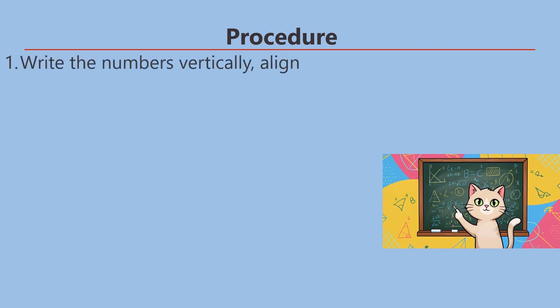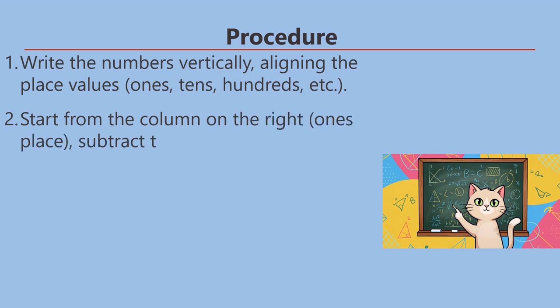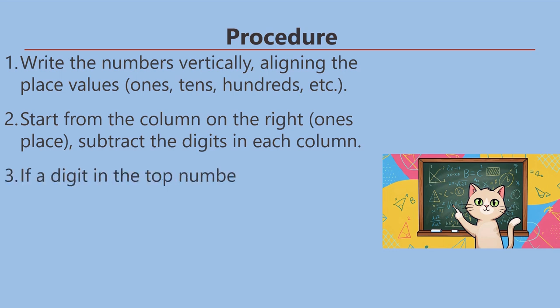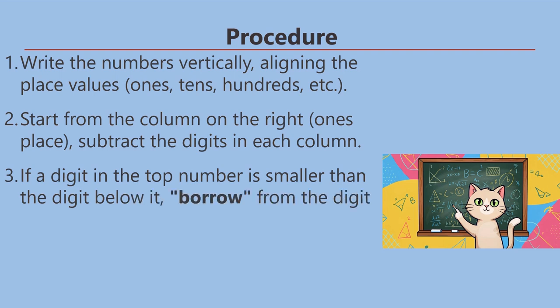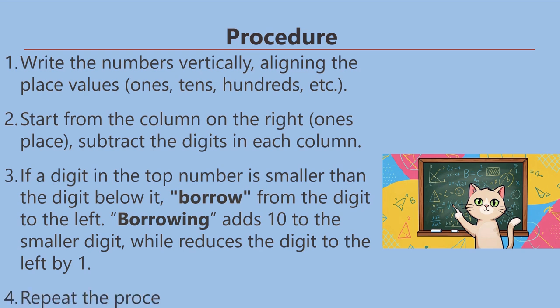Step 1. Write the numbers vertically, aligning the place values: ones, tens, hundreds, etc. Step 2. Start from the column on the right, the ones place, and subtract the digits in each column. Step 3. If a digit in the top number is smaller than the digit below it, borrow from the digit to the left. Borrowing adds 10 to the smaller digit, while it reduces the digit to the left by 1. Step 4. Repeat the process for each column.